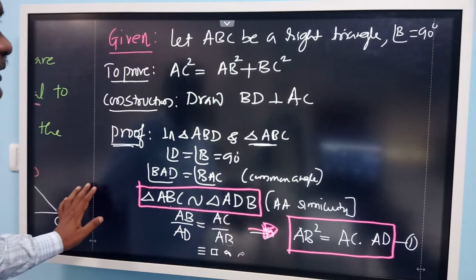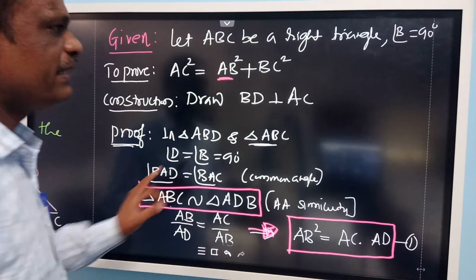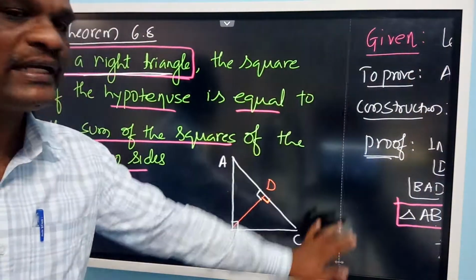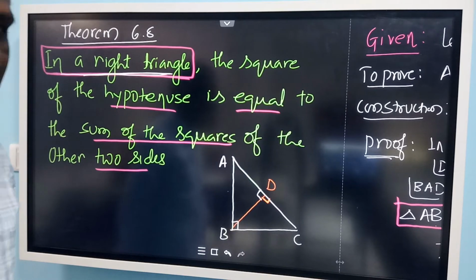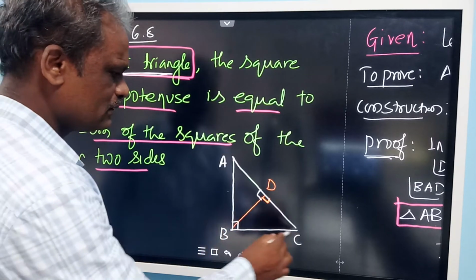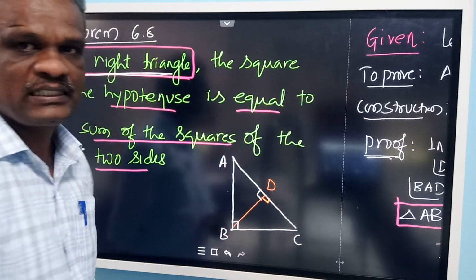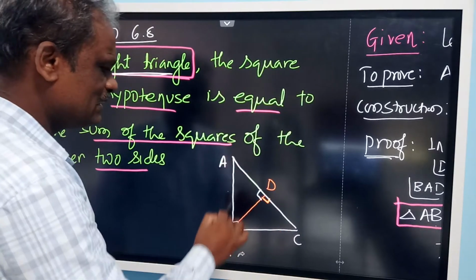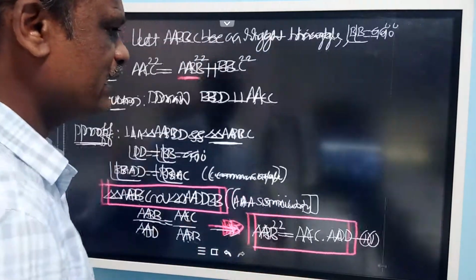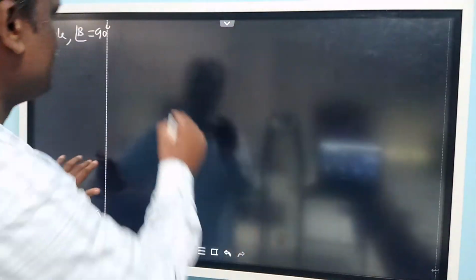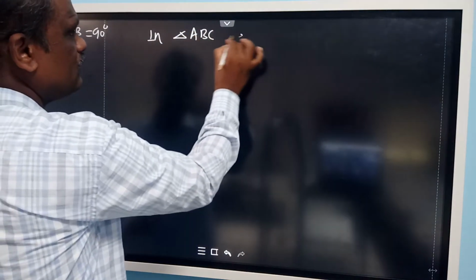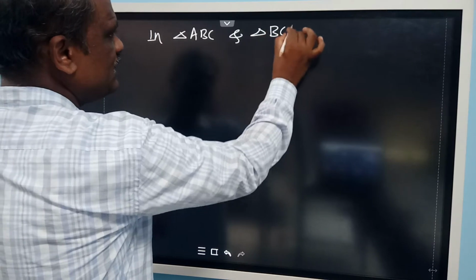Now same way, so we got AB square, then you have to find out BC square. Select the two triangles which contain BC as a side. One is BCD, BCD is one triangle. Another one is ABC. Let us write the triangles ABC and BCD. In triangles ABC and in triangle BCD.